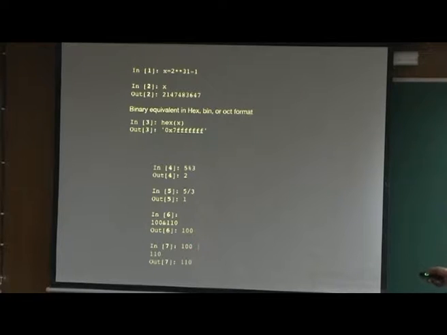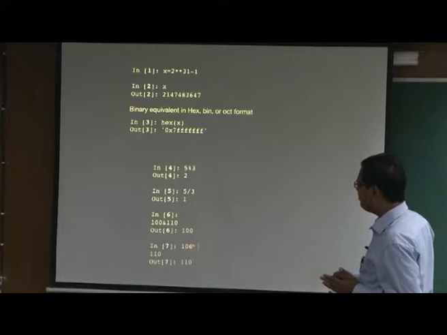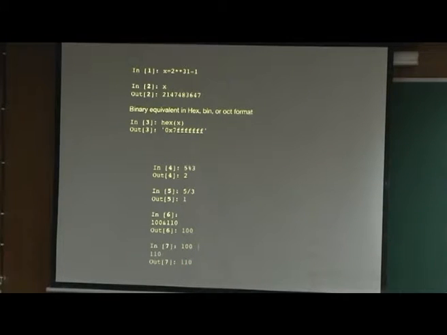These are bit operations, I think I will skip. You can just do AND and OR. Here, 100 OR 110 will give you 110. OR operation and AND operation you probably know from binary operations.